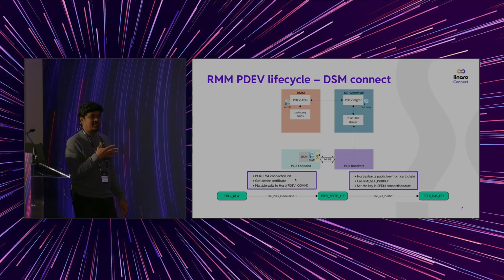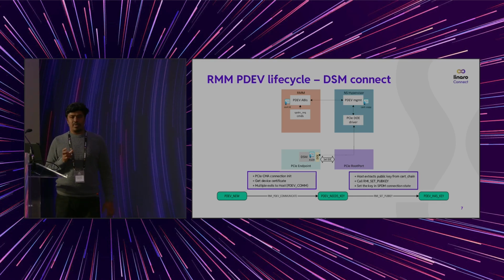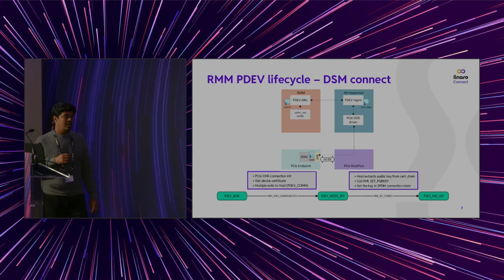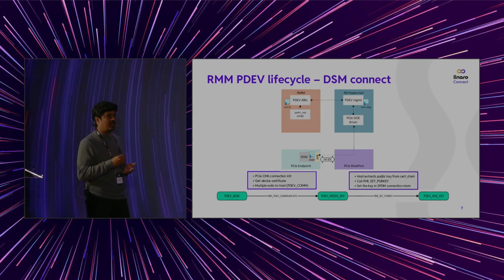As the very first step, the connection init happens. This is based on the CMA, the component measurement and authentication, mentioned in the PCI SIG. There are a set of algorithms, the minimum version of the SPDM, and similarly the version of the TDISP, and everything gets negotiated with the responder. The next step is to retrieve the certificate.